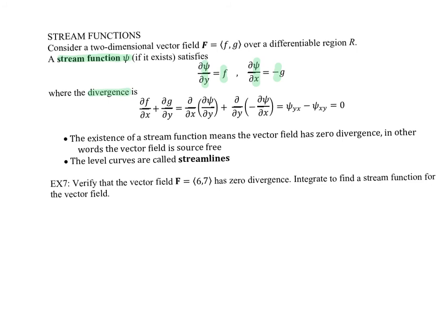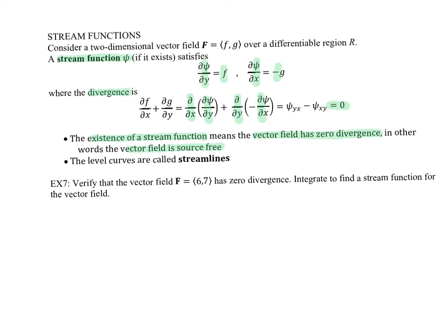And when you look at the divergence, partial of f with respect to x plus partial of g with respect to y, we can break it down into pieces where we take the partial with respect to x of psi with respect to y plus the partial with respect to y of negative psi with respect to x. If that is 0, because that's the divergence, so that's the condition that needs to be met, then this stream function psi exists. So what does that mean? Well, the existence of this stream function means the vector field has 0 divergence. So the vector field is source free.